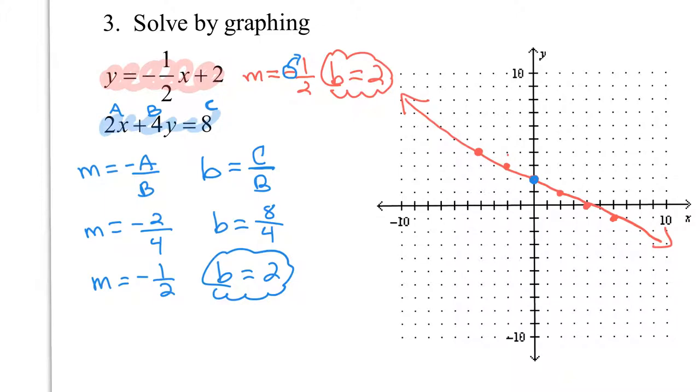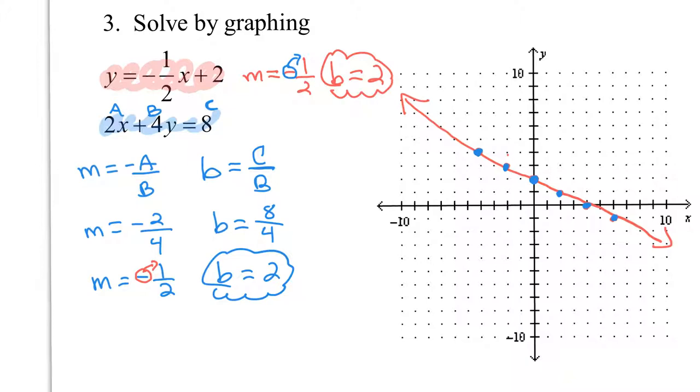But my slope is negative 1/2. Once again, you guys take the negative to the top number and the bottom stays positive. So you guys go 1 down and 2 to the right. I make another point, 1 down, 2 to the right. And I can go the other way. I can go 1 up from the y-intercept, 1 up, 2 to the left. That's the opposite.